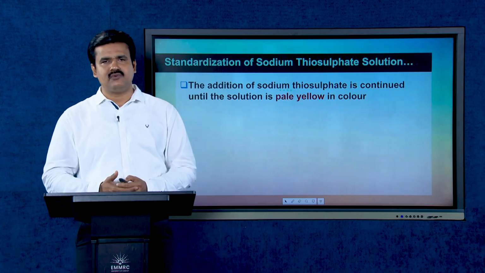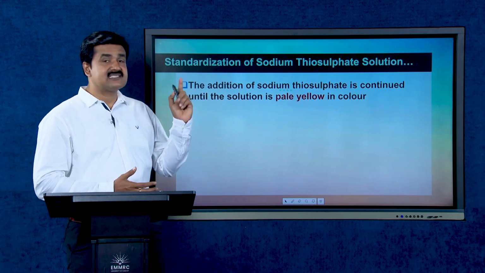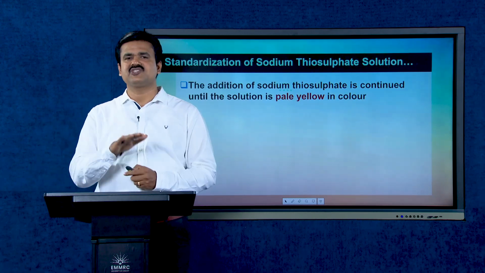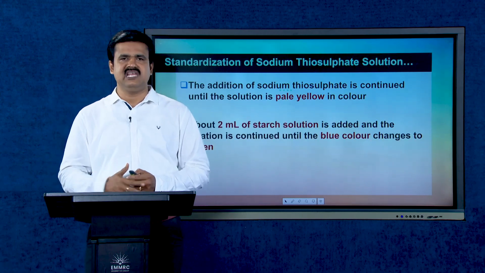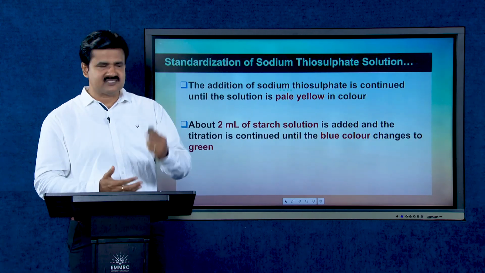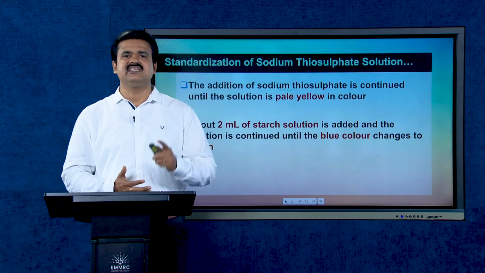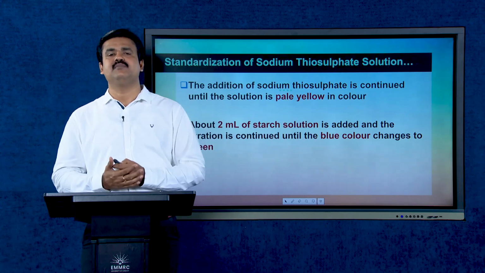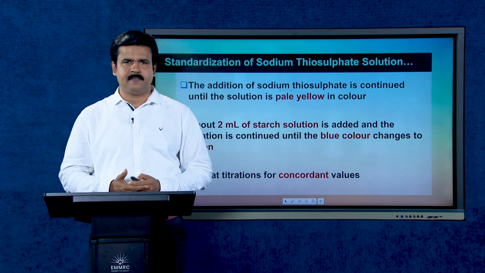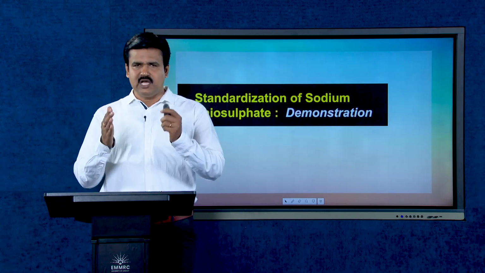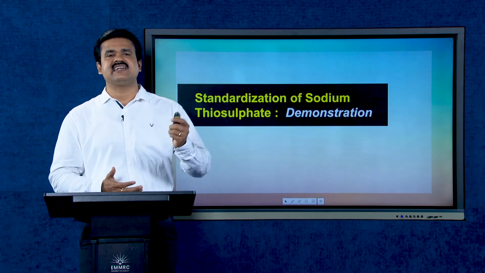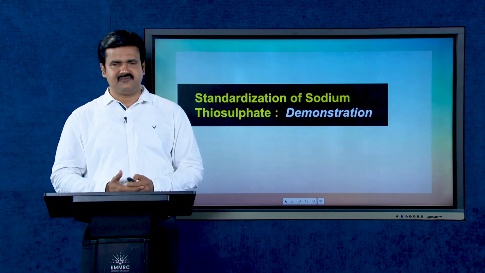The addition of sodium thiosulfate solution is continued until the solution changes to pale yellow in color. At this point, about 2 ml of starch solution is added and the titration is continued until the blue color changes to green. Repeat the titration for concordant values. Now we are demonstrating the standardization of sodium thiosulfate.